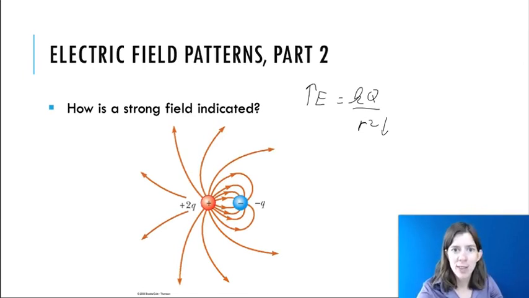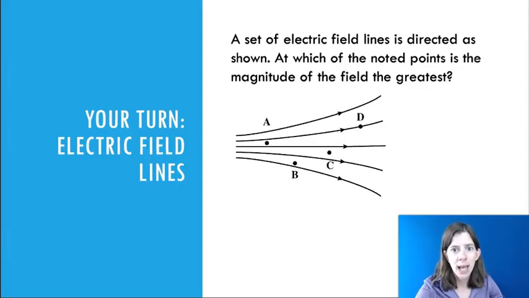So the last thing for this video is a question, and it's asking, at which point do we have the strongest electric field? And we are given the lines that are showing the electric field, and these lines are produced by some external source. Where is the field the strongest? Think about it, pause the video, and the answer is going to be at point A. At point A, you have the biggest density of lines. That means that the field is strongest at that location.